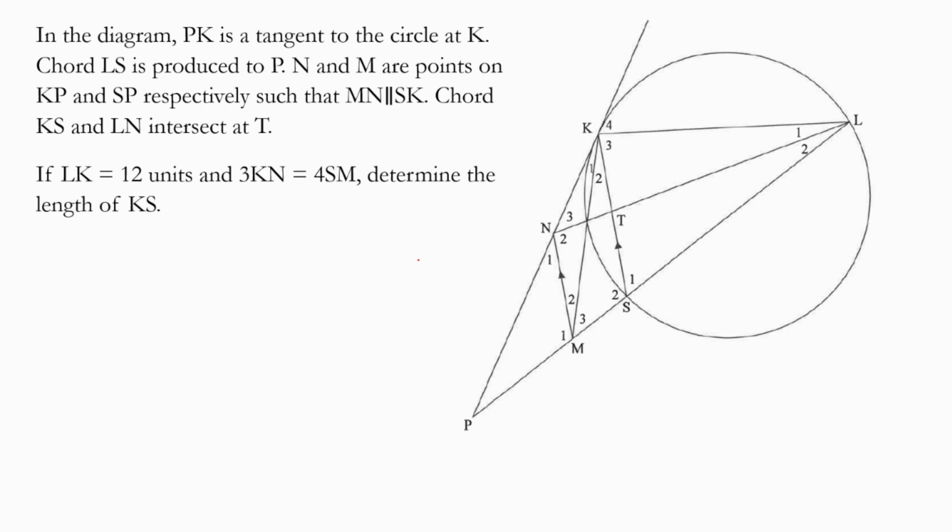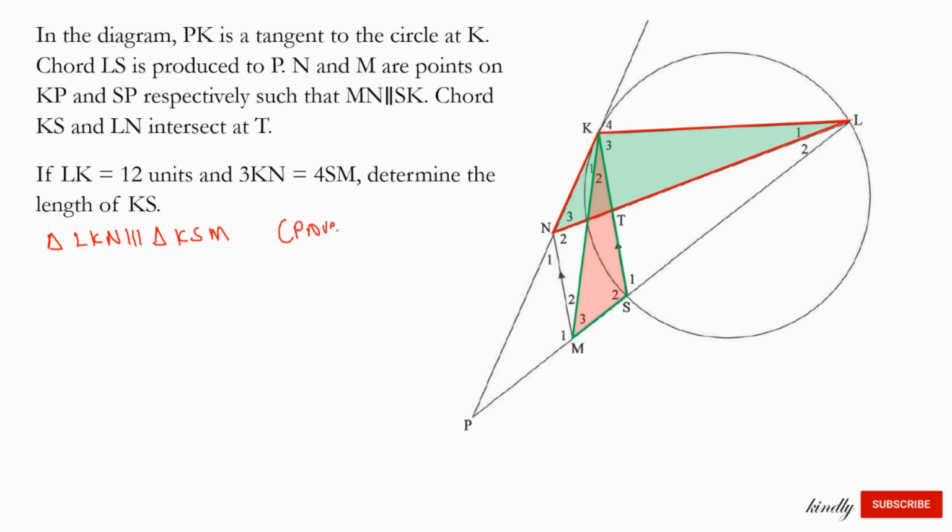Right, remember now we need to use our previous answers. We managed to prove in the previous questions that triangle LKN is similar to triangle KSM. Let's just say proved. Okay, so now we have to use this to answer this question.